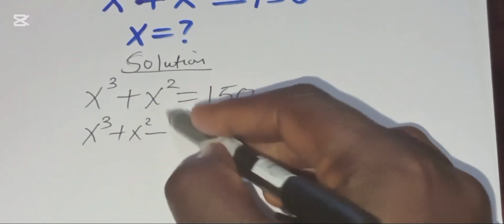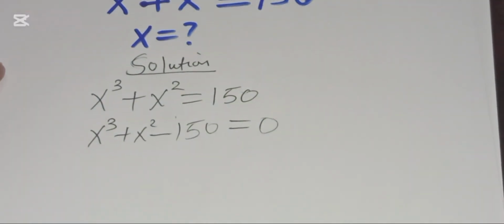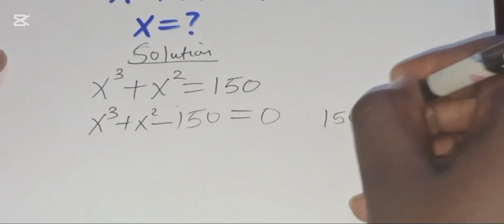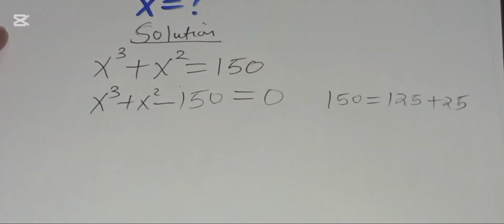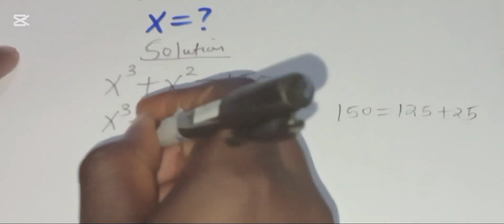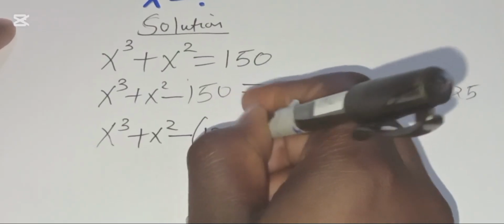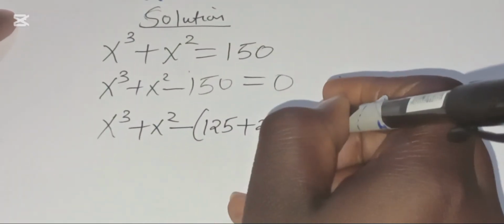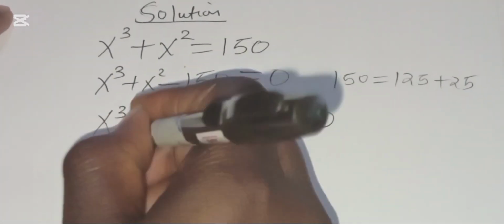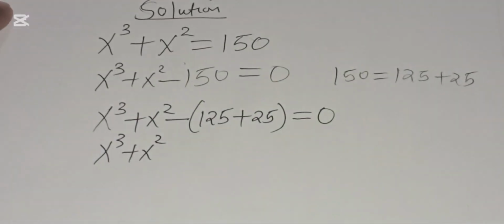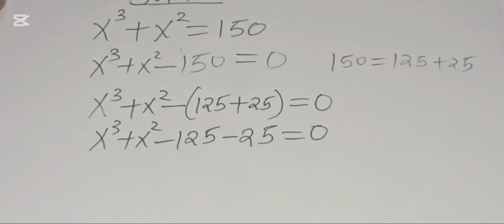Subtract, we take 150 on the left hand side, we subtract 150, this is equal to 0. Now 150 can be expressed as 125 plus 25. So let's substitute this. We're going to have x cubed plus x squared, subtract 125 plus 25, this is equal to 0. Now from here, we're going to have x cubed plus x squared, subtract 125, subtract 25, this is equal to 0.